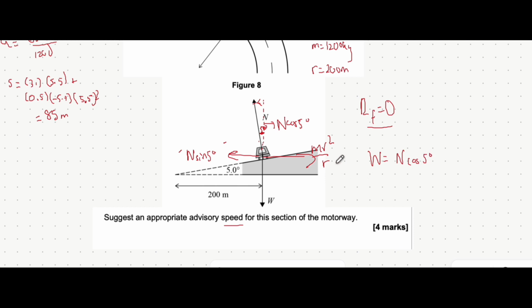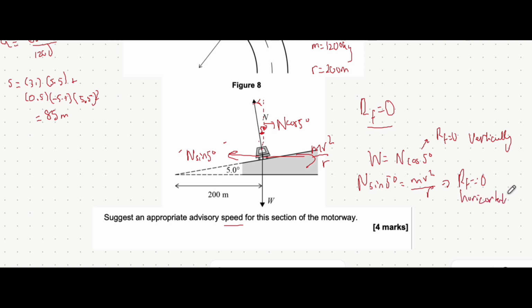We use the fact that resultant force equals 0 vertically here. It's a very difficult question actually. Using the fact that resultant force is also 0 horizontally, we can say that the force to the left, n sine 5 degrees, is balanced by the force on the right, which is mv squared over r. Resultant force equals 0 horizontally.